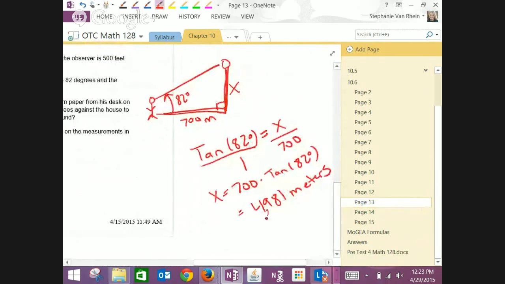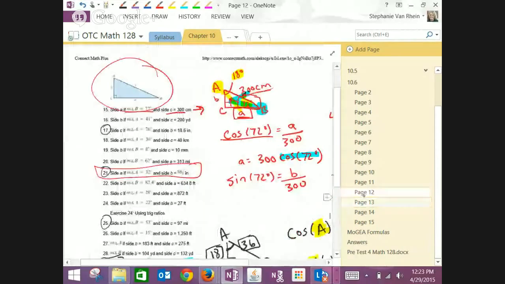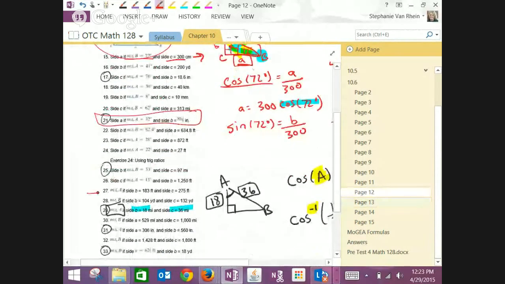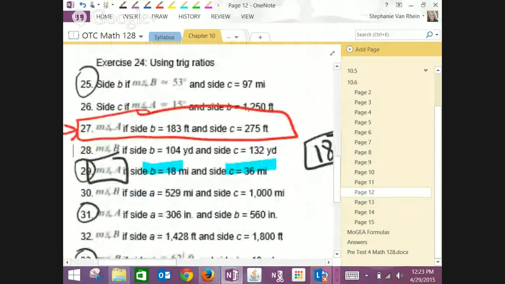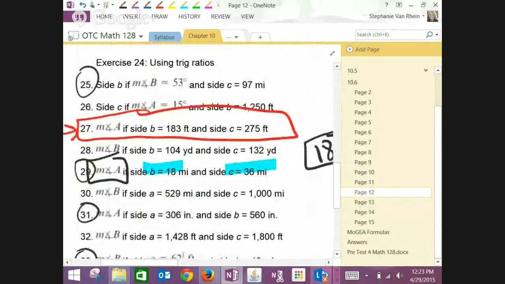But C is always gonna be the right angle, right? C is always the 90-degree angle, yes. And opposite of that is always the hypotenuse. So it could give you two sides and ask for an angle, right? So like 27 here, find angle A if side B is 183 feet and side C is 275 feet.